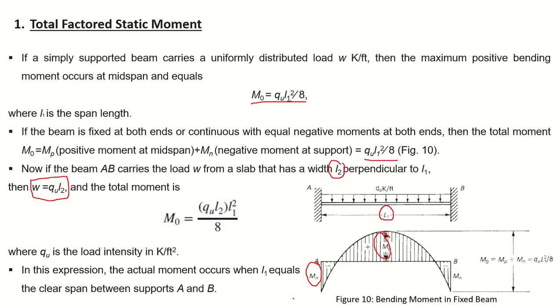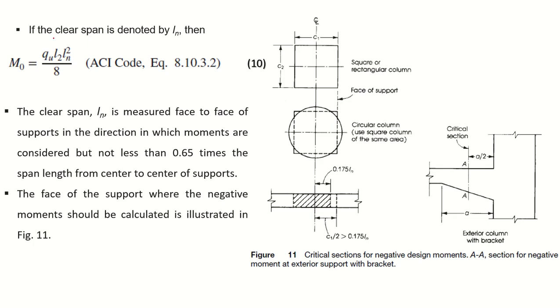So when L1 is equal to Ln, then we will get the actual moment. If the clear span L1 is denoted by Ln, then this equation M naught will be equal to Qu into L2 into Ln squared divided by 8, and this is the equation presented in ACI section 8.10.3.2, right. This is our equation 10.